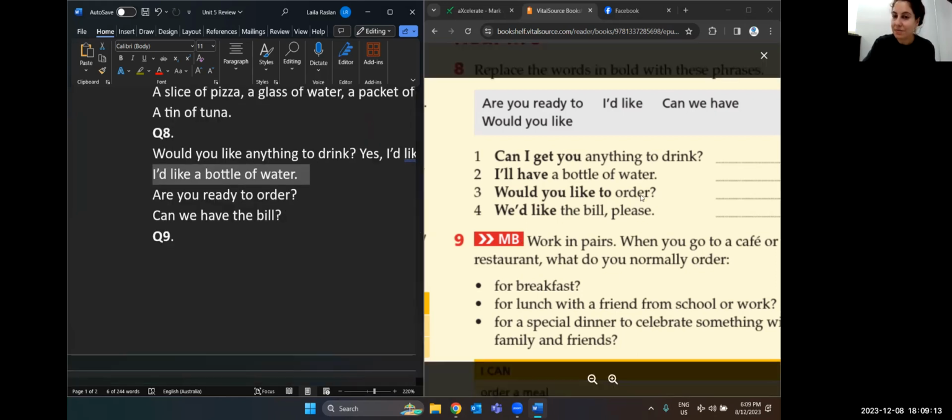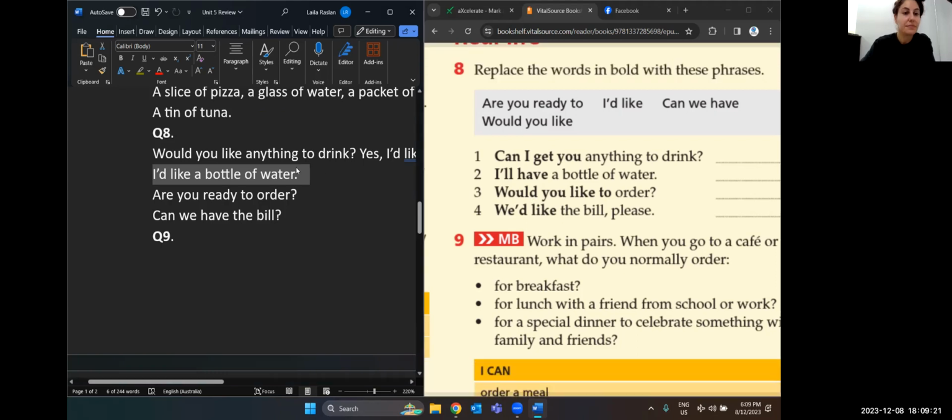Would you like to order? So again, would, because it's very polite, we start our questions with verbs. Would you like to order? Are you ready to order? We'd like the bill, please. Remember bill? You can also say we'd like the tab. Or can we have the bill? Now remember, we is plural, so maybe there's two people. Can we please have the bill?